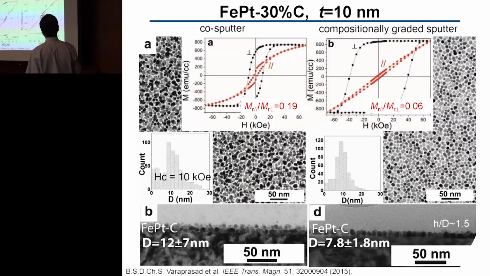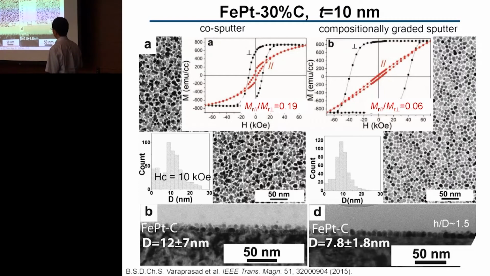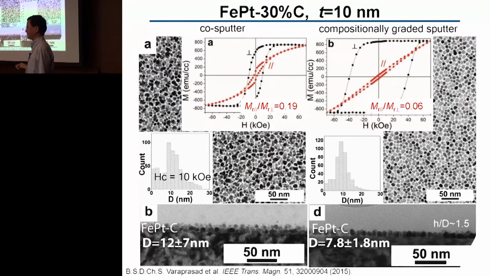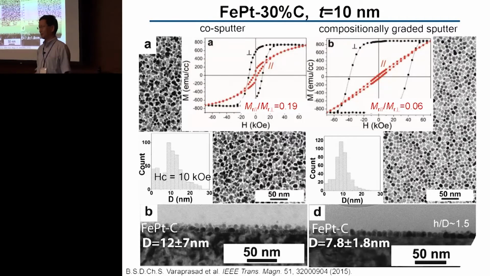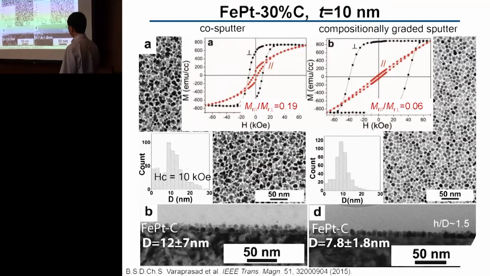But if we try to make them 10 nanometer, in the case of co-sputtering, we get a really messy microstructure. The reason is, as I said, carbon segregated on the surface, and on top of that, the second layer is grown.